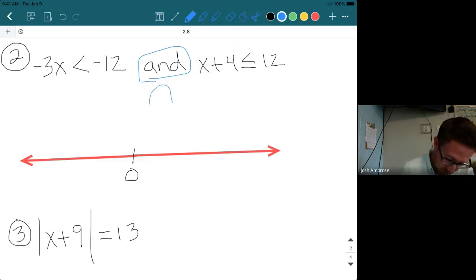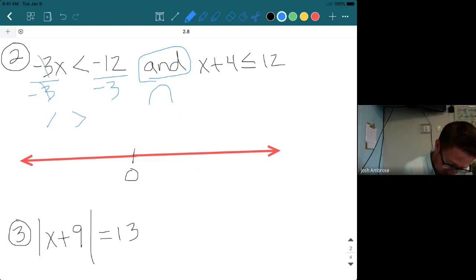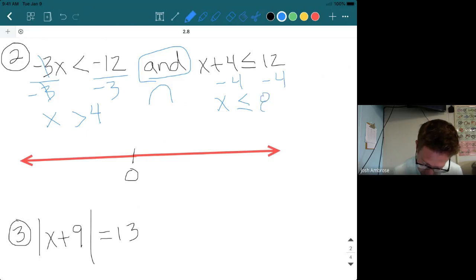Okay, so first step, solve both parts. Divide by -3. Divide by -3. Remember, when you divide or multiply by a negative coefficient, what does that do to the inequality sign? It flips it. So now our inequality is flipped. These guys cross out. There's the x, giving us a positive 4. All right, now the other side. Subtract 4, subtract 4, x less than or equal to 8.